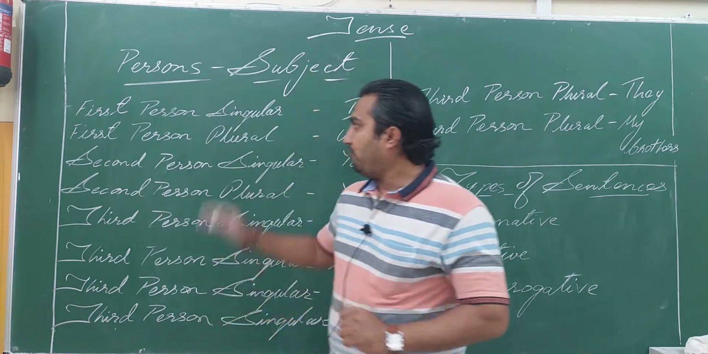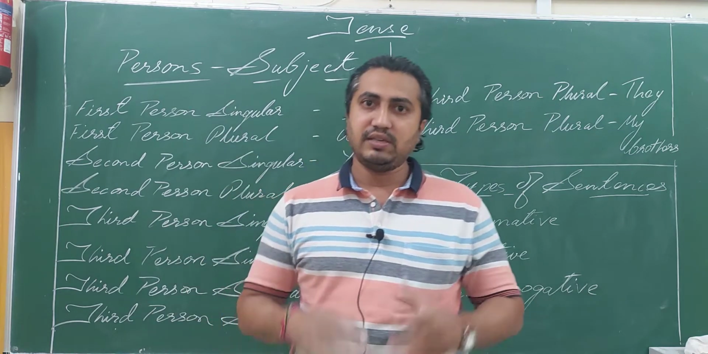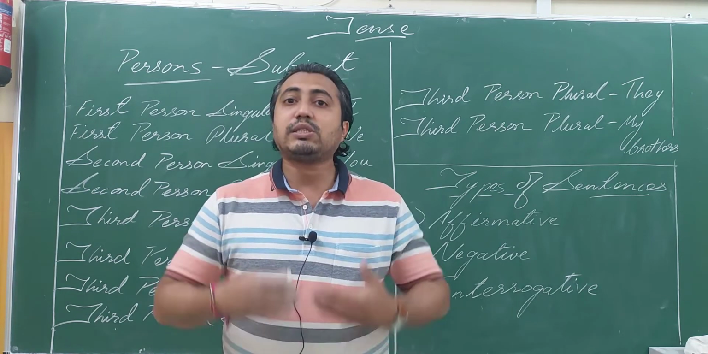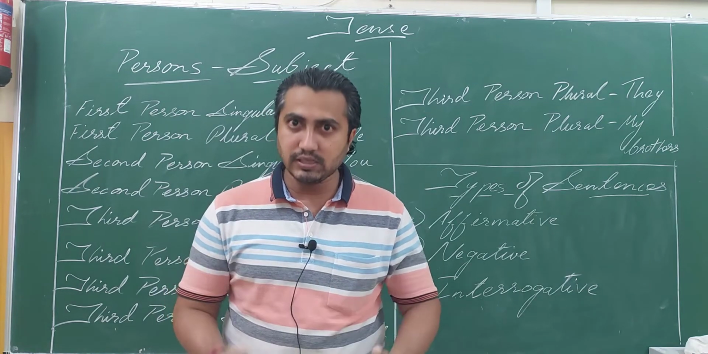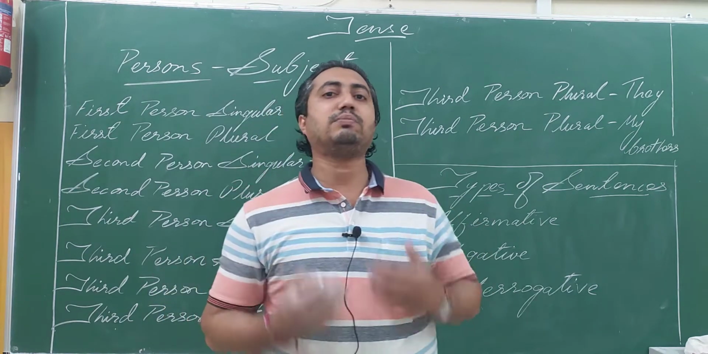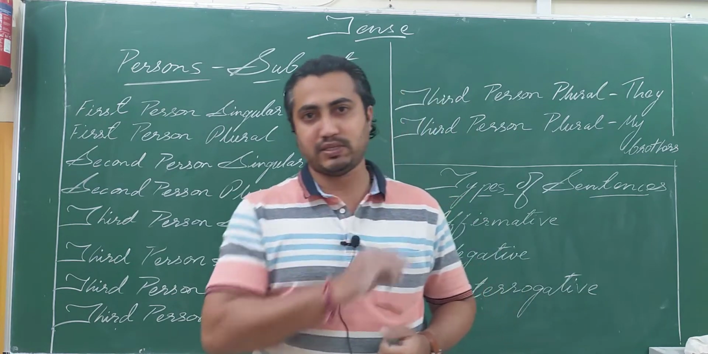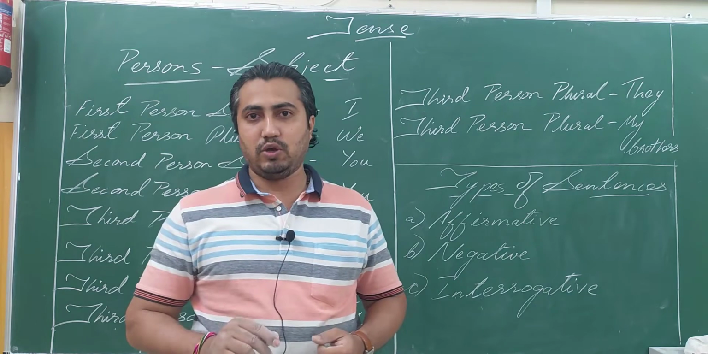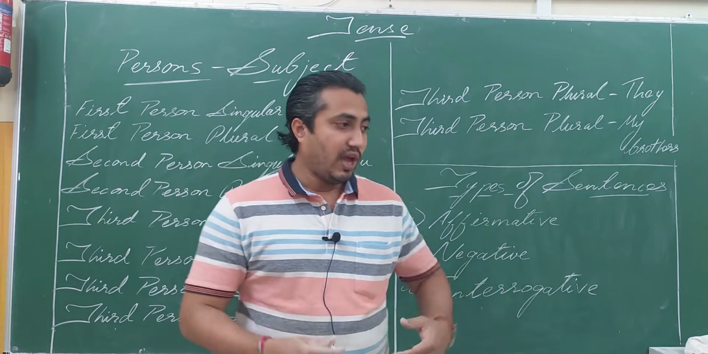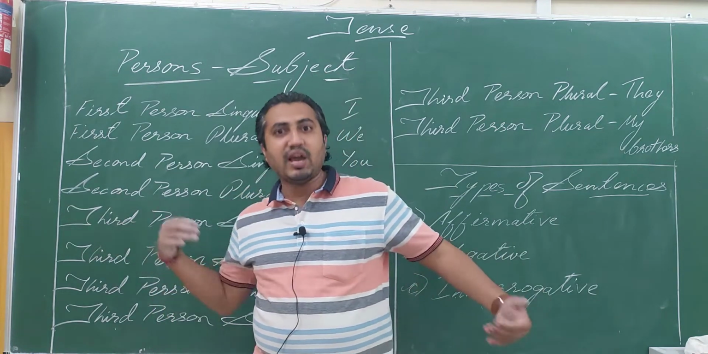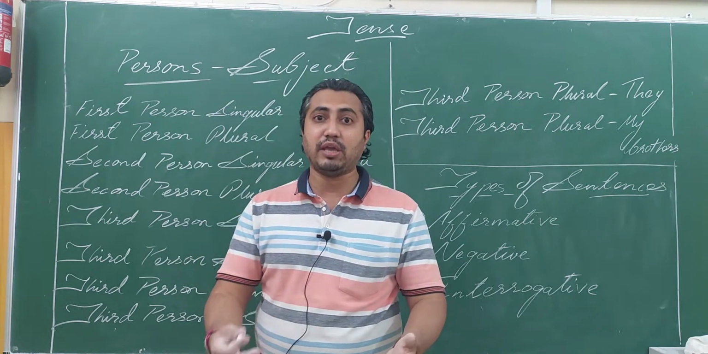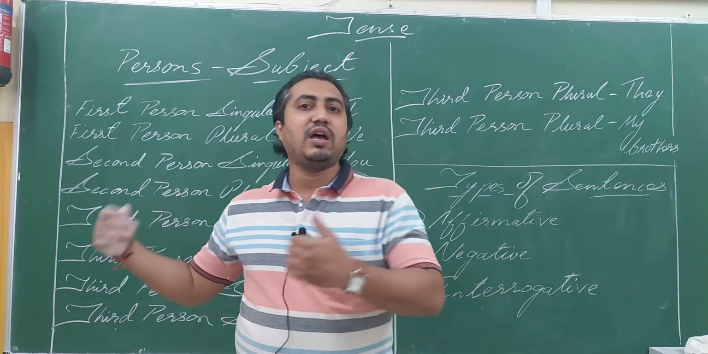Now let me first explain what is first person, second person and third person. First person means the speaker of the sentence, the person who is speaking the sentence. Whoever is speaking the sentence, that person is the first person. If I am telling something, I am the first person. If there are many other people with me and we are telling something, we becomes the first person. Why? Because we are telling something, so we are the first person.